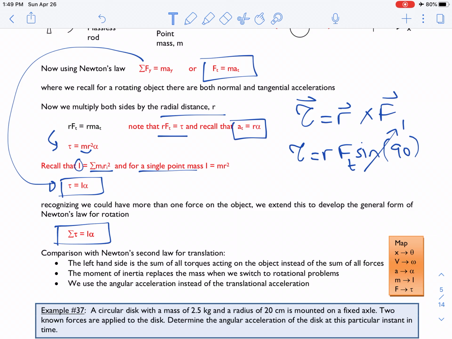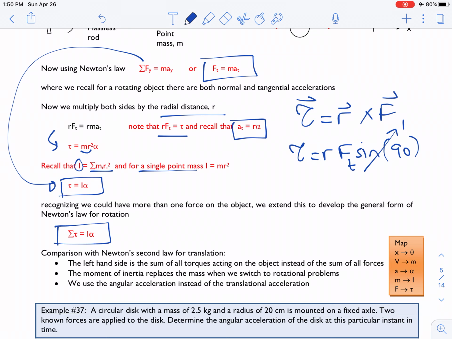And so if you compare it with the linear form, the left-hand side is the sum of all torques acting on the object instead of the sum of all forces. And the moment of inertia replaces the mass when we switch to rotational problems, as we talked about in the mapping before. M goes to I in the rotational form. And we use the angular acceleration instead of translational acceleration.